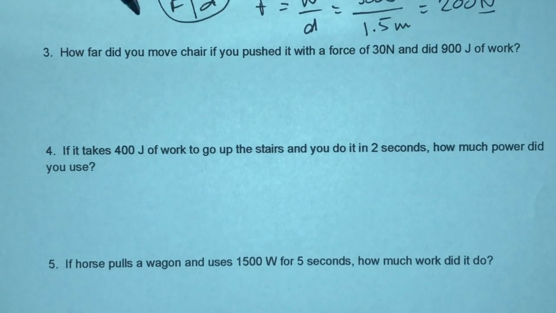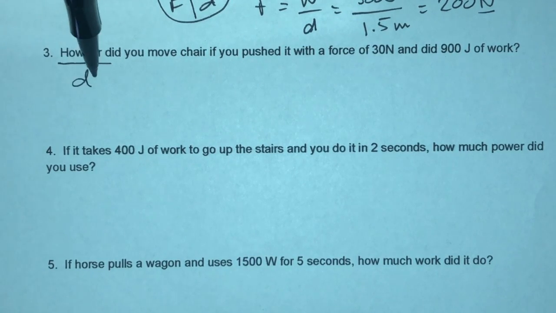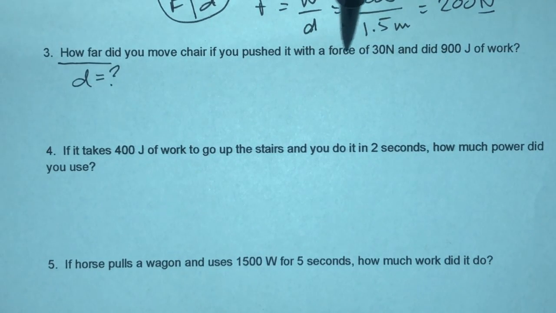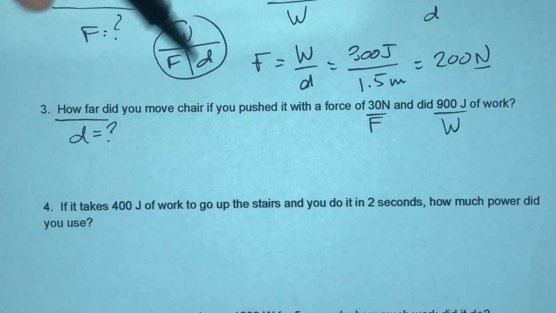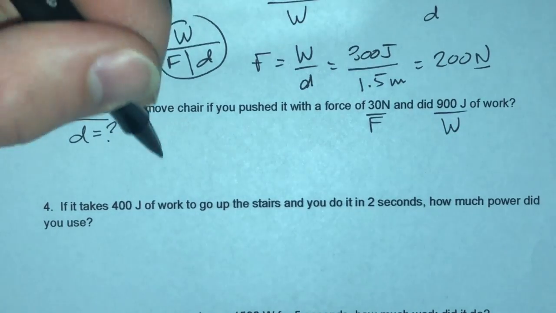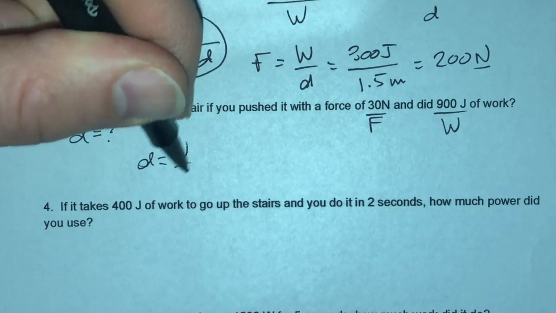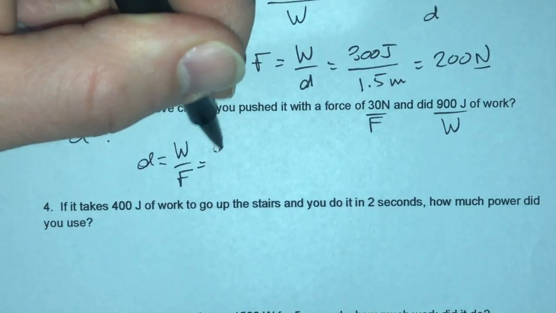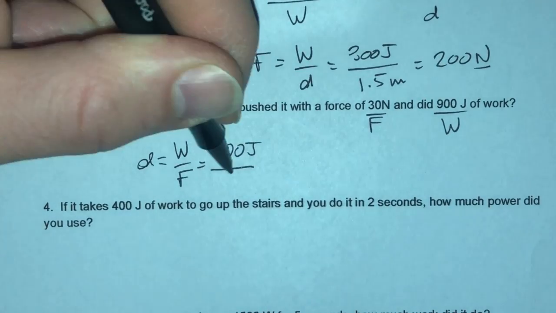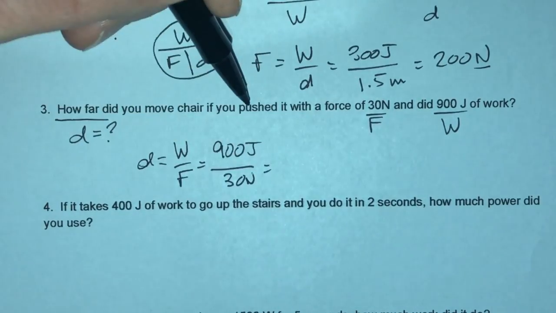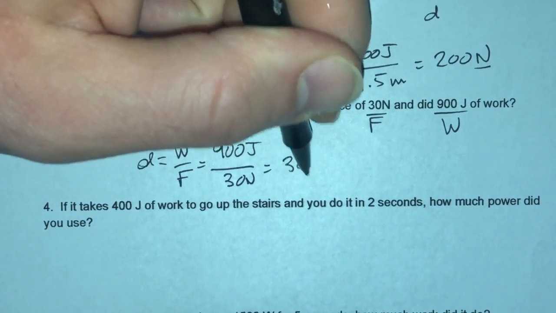How far did you move a chair if you pushed it with a force of 30 newtons and did 900 joules of work? First of all, how far, that's a distance. So I have the same three letters, which means I should be using this equation, but now I'm looking for distance. So D equals W over F, and that's going to be 900 joules divided by 30 newtons, and that's going to equal 30 meters.